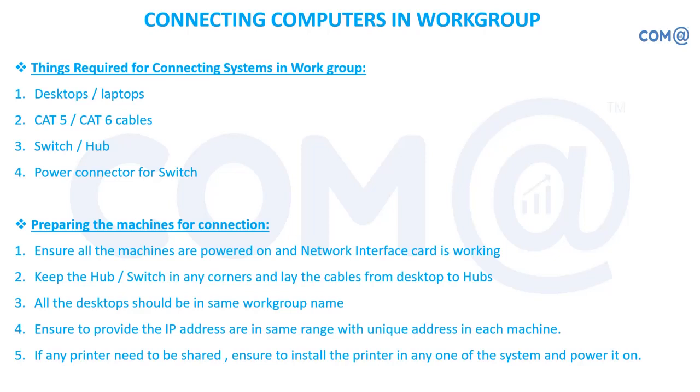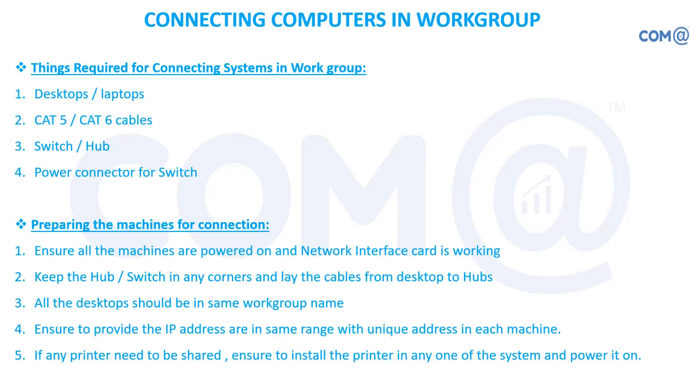So if you are setting up a browsing center, what we used to do is, in a corner we will keep the hub or switch. All the cables will be laid from each computer to that particular hub. You'll just insert it, so nothing is required in the configuration part. All the desktops should be in the same workgroup name. So if you change the workgroup name, then it will become a different entity. So we should fall under the same workgroup name.